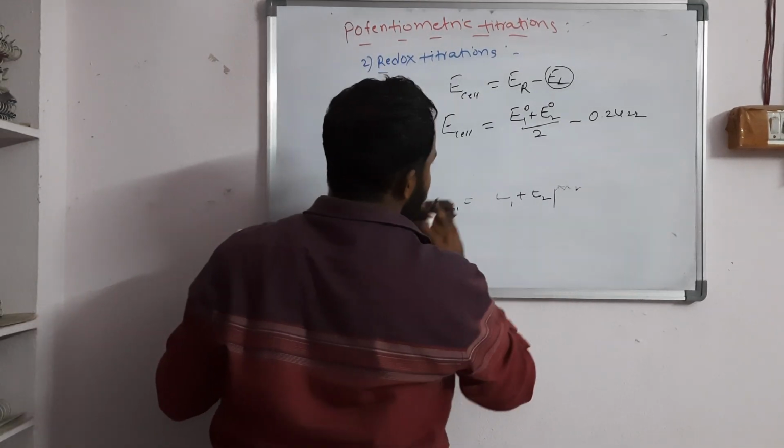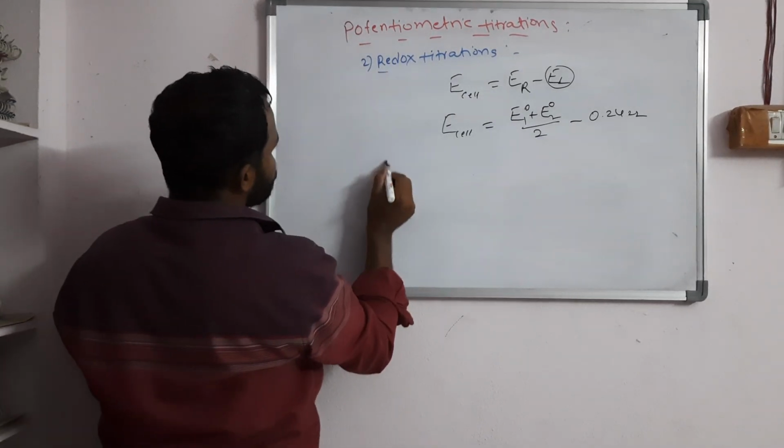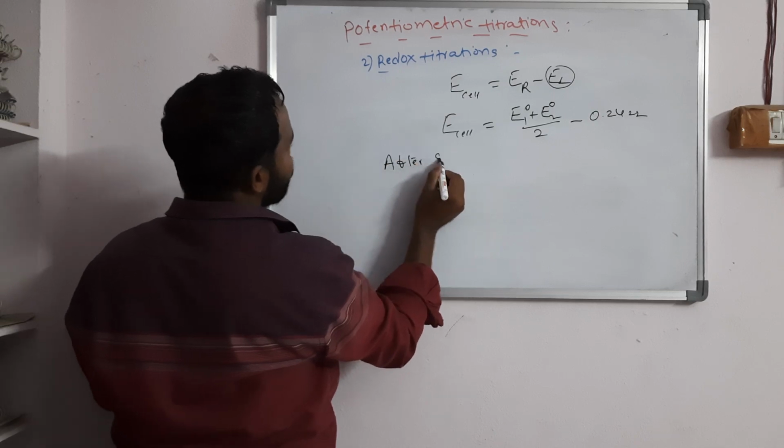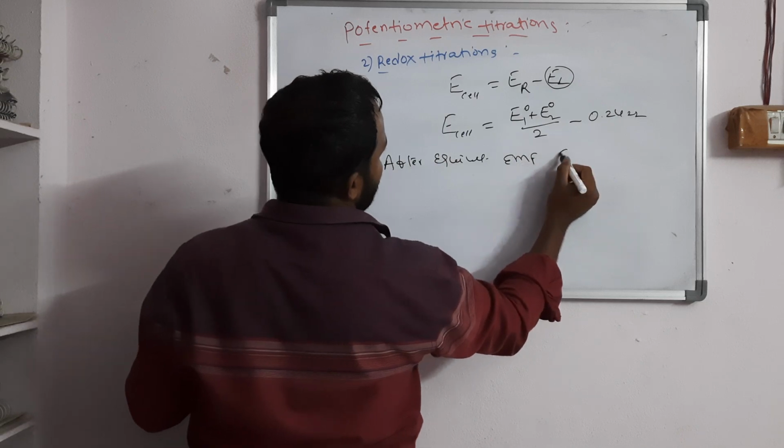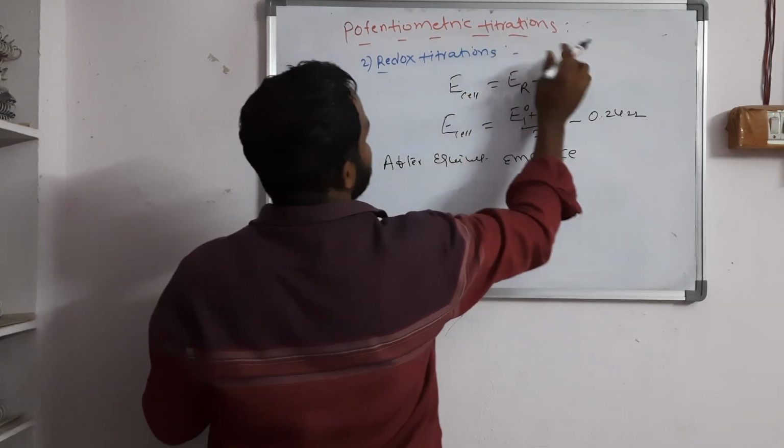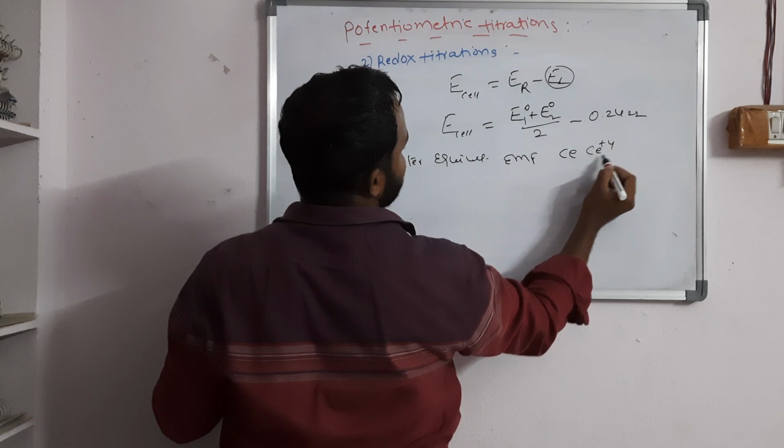Next, you should write after the equivalent point: the EMF is controlled by the ratio of iron plus 2, cerium plus 3 by cerium plus 4.